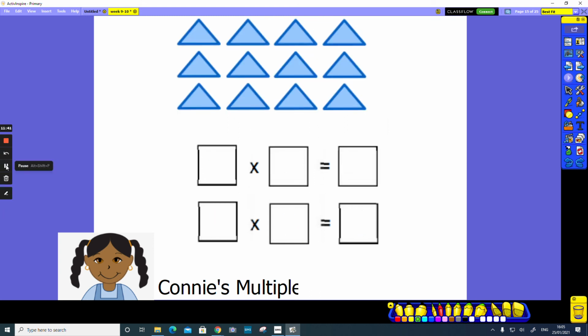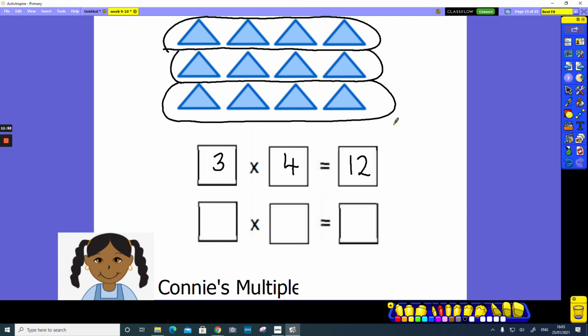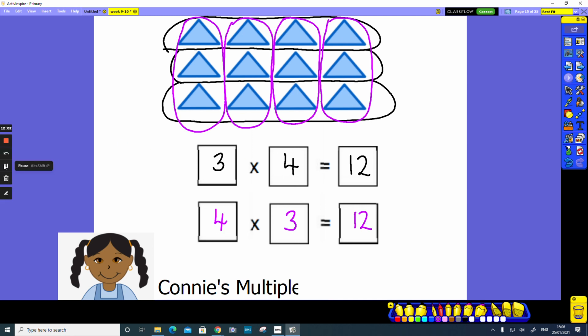Have a go at this one now. Show the 2 times tables by circling the triangles in the array. Press pause and then press play when you're ready to check your answer. First, I have 3 groups of 4. 3 groups with 4 triangles in each group equals 12. 4 times 3 equals 12. 4 groups of 3 triangles equals 12 triangles in total.